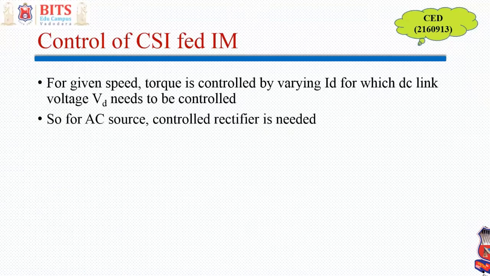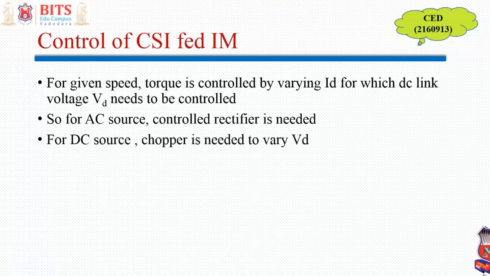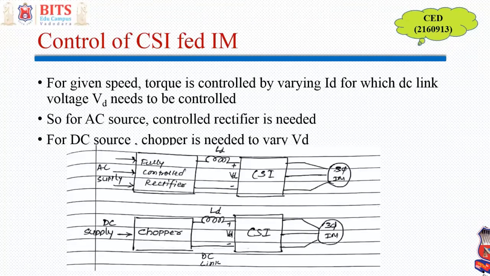तो AC सोर्स है तो वो DC को कंट्रोल करने के लिए you require control rectifier, and अगर DC सोर्स है तो chopper is required to vary VDC. We'll show it in a block diagram like this. You can see this intermediate voltage over here is called VD. When you control VD, you can control the value of ID, and indirectly you can control the current of this particular current source inverter fed induction motor drive.